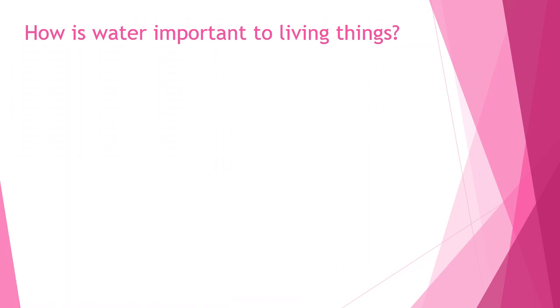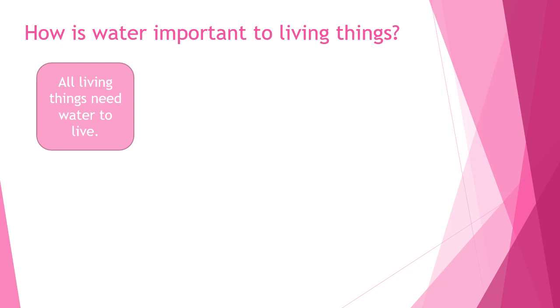So now let's talk about how water is important to living things. Benda-benda hidup ni perlukan air. So we learned last time when we were learning about planets that water only exists on Earth. This is because all living things need water to live. Living things include people, animals, and plants. So we're going to talk about how water is important to people, animals, and plants, satu-satu.